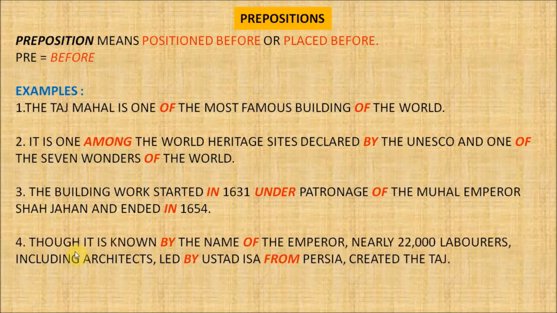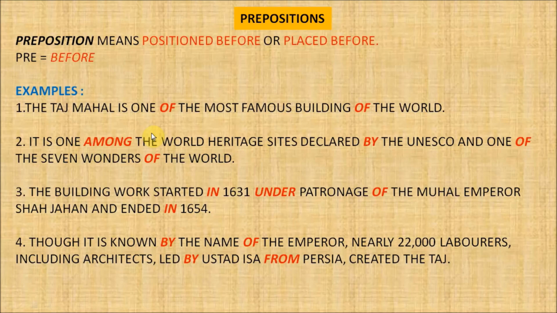Fourth example. Though it is known by the name of the emperor, nearly 22,000 laborers, including architects led by Ustad Isa from Persia, created the Taj. So in this sentence, by is placed before Ustad Isa and from is placed before Persia; they tell us about the name and the place of origin of the architect of this magnificent building.